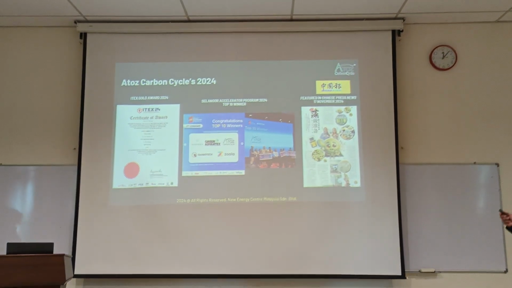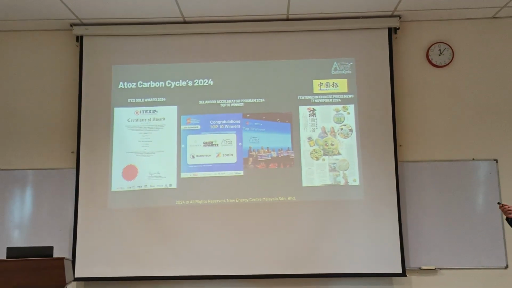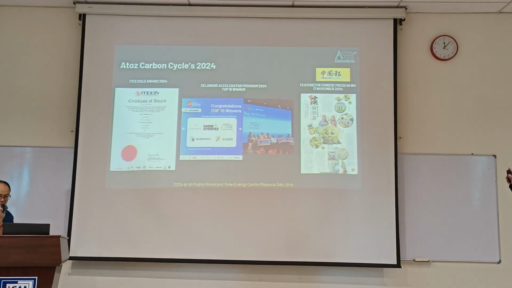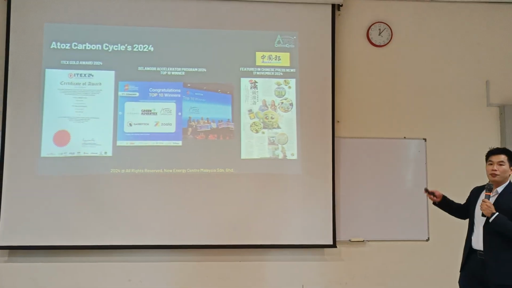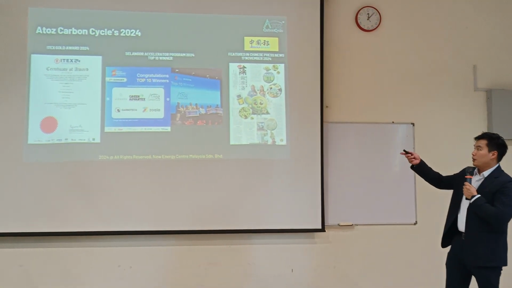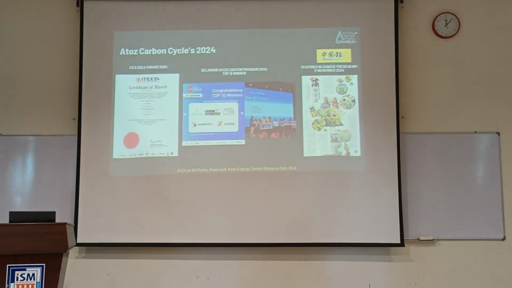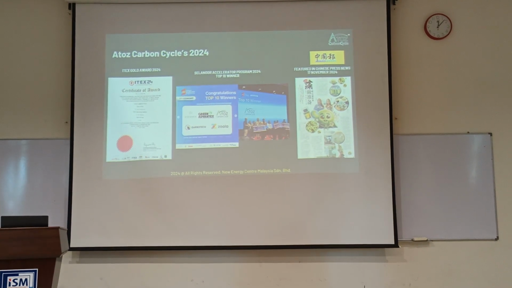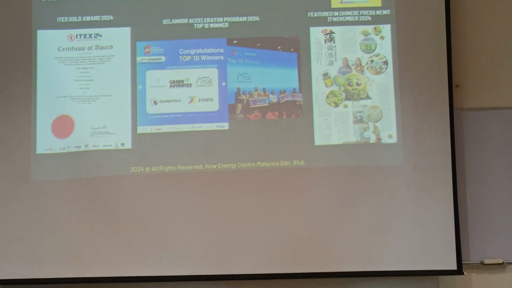So this is practically what we have. I think 3 days ago, we were in the Chinese press talking about what we've been doing. And then we also won one of the top 10 in the Selangor Accelerator program. And we also won the Gold Award for engineering.